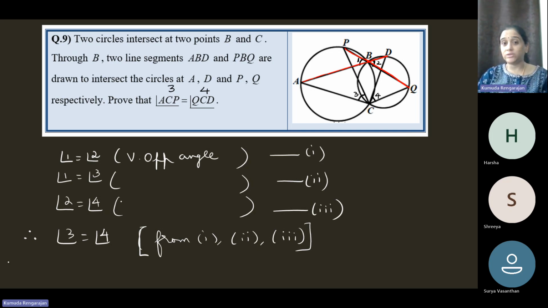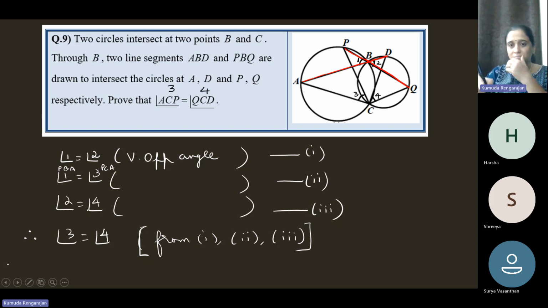Angle 1 is equal to angle 3. Name angle 1: PBA. Name angle 3: PCA. PBA, PCA. So they are made by the same arc. They are made by the same arc PA at the points B and C.